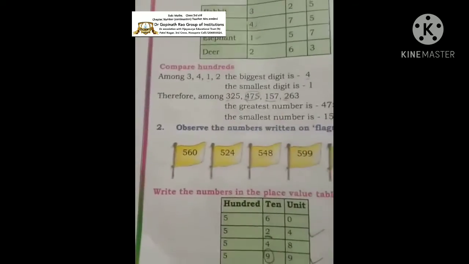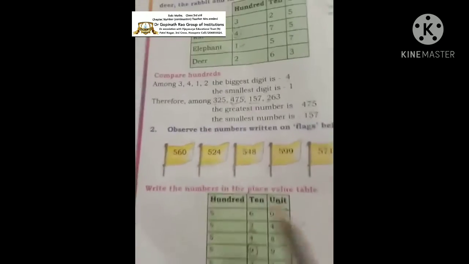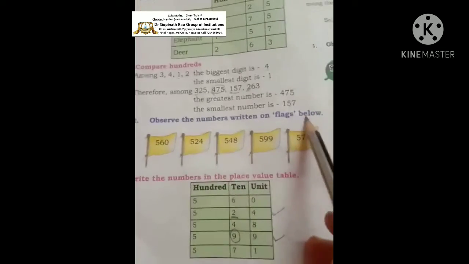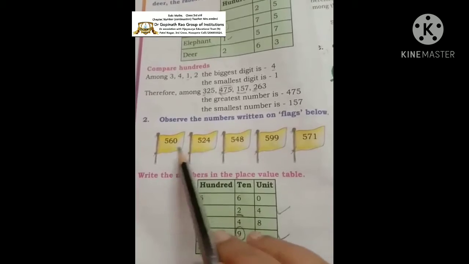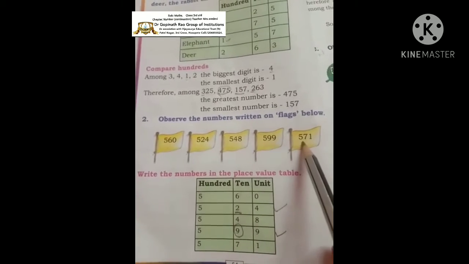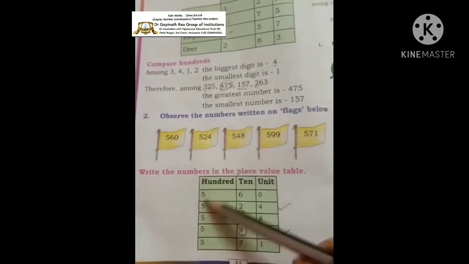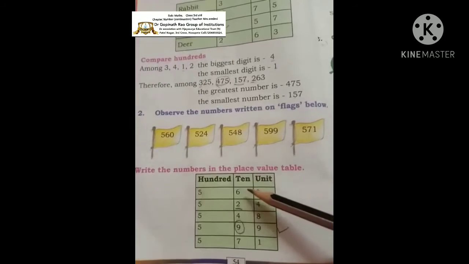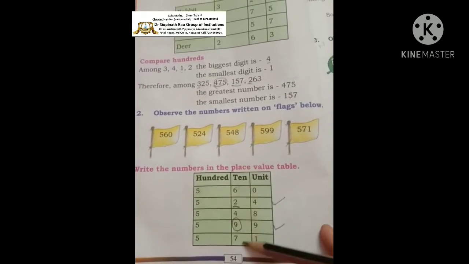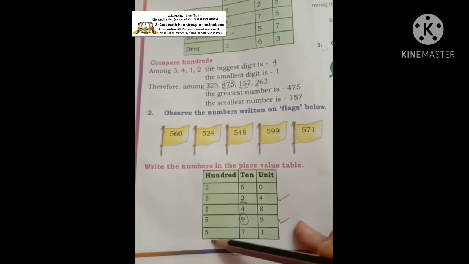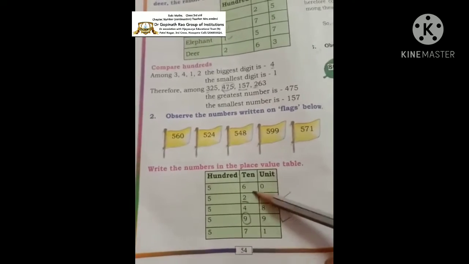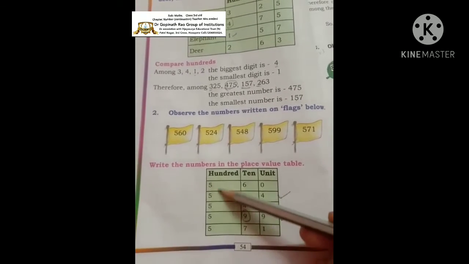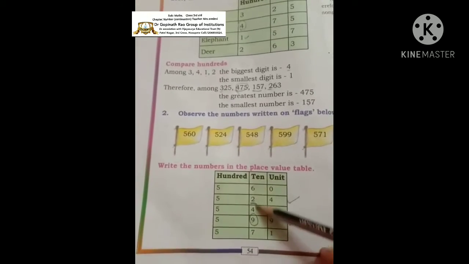Okay. In the same way, observe the numbers written on the flags below. See, this is the flag. On the flag, they have given the numbers. See, all hundreds places are same here. 5, 5, 5, 5. There is a change in the tens place. So if the hundreds places are same, then always go to the tens place. Compare the number first from the hundreds place, next the tens place. Now here hundreds places are same, so now we will move to the tens place.